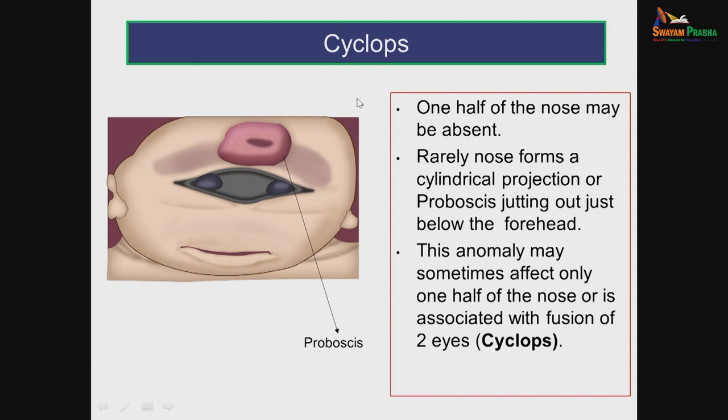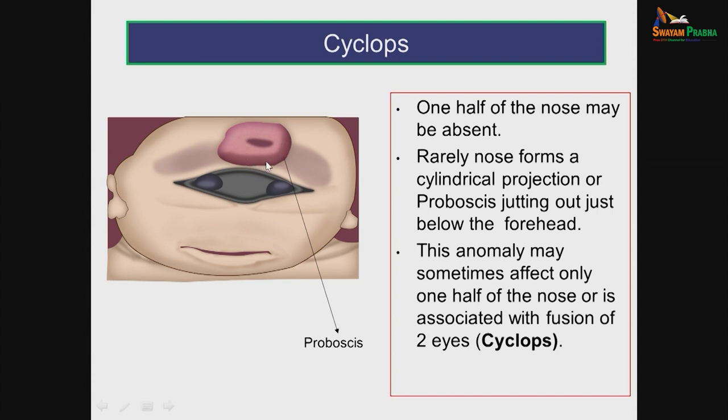Next is a clinical condition called cyclops. In some cases, one half of the nose may be absent. Sometimes, rarely, the nose forms a cylindrical projection or proboscis. You can see in this picture, the nose forms a cylindrical projection or proboscis, which is jutting out just below the forehead.